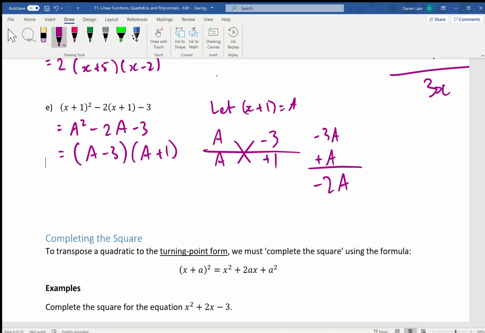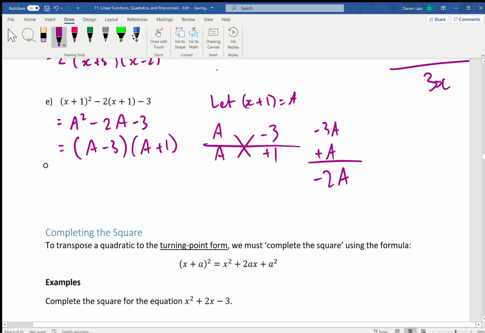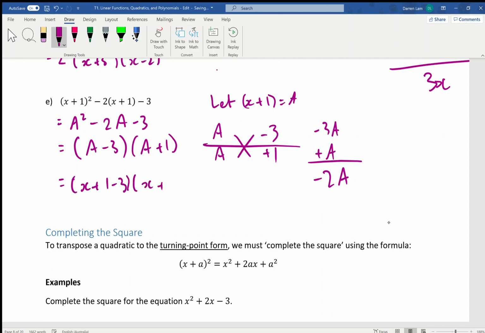Now all I have to do is substitute that a back in, because we're not looking for a, we're looking for x. So I'm going to substitute, remember, a equals x plus 1, so it equals bracket x plus 1 minus 3, x plus 1 plus 1. Are we okay with that? Yes? No? Yeah. And then we just simplify that. Bracket x minus 2, x plus 2. I know that's a lot of content. I'll give you guys some time to just work it out, take a breather. But do I have any questions for now?